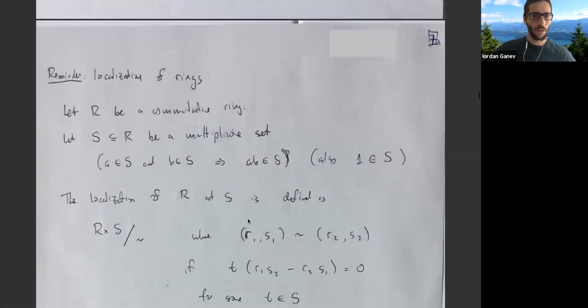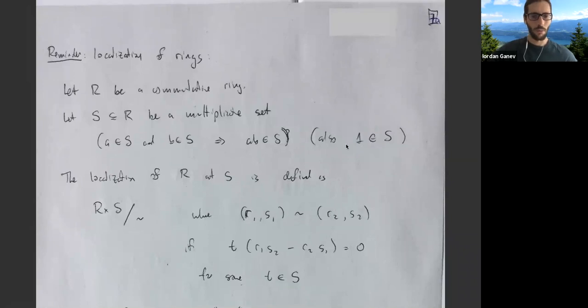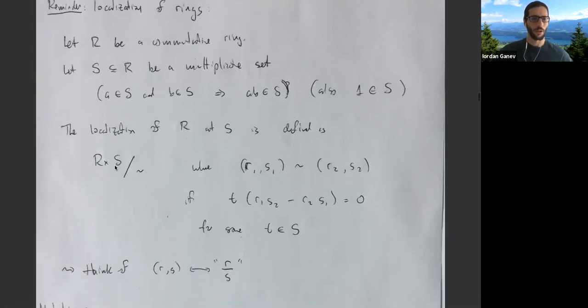So next concept is localization of rings. Again, if everybody here has done a course on groups, rings, and fields, then this should be something familiar. If we have a commutative ring and a multiplicative set in that commutative ring, it just means it's closed under multiplication. Also, it contains one, but that's important. And so then the localization of the ring at this multiplicative set is a quotient of R cross S by an equivalence relation, given as follows. You should think of this as the pair (r, s) going to the quotient r over s, this fraction. If you think about multiplication and addition of fractions, that tells you that this is the right relation.